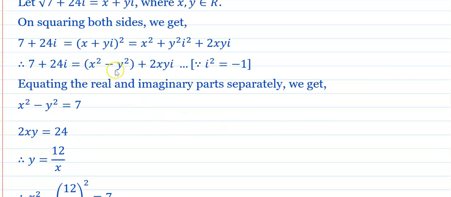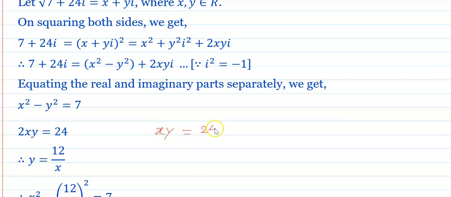Therefore, x square minus y square is equals to किती मिळेल? तर 7 मिळेल. What about the next? 2xyi is equals to 24i. I get cancel on both sides. म्हणजे 24 is equals to 2xy. Okay. Again, xy is equals to, पुन्हा इथे simplify करणार.